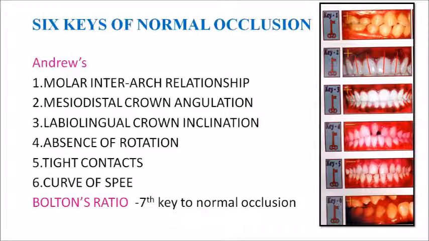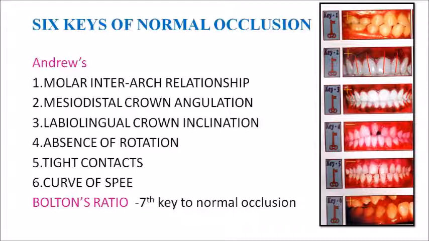Coming to the third key, which is the labiolingual crown inclination. This is determined from a mesial or distal view. We have seen mesiodistal crown angulation. Now we are talking about labiolingual crown inclination, which we assess from a mesial or distal point of view. Please look at the picture. Can you see the third key? There are also some red lines along the axis of the tooth, which are used to assess the labiolingual crown inclination.